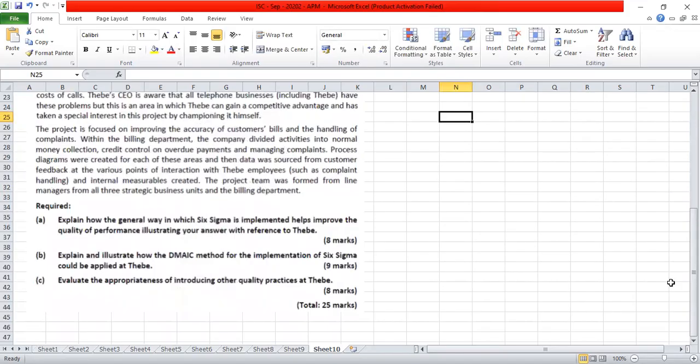So let's start writing the first one. Explain how the general way in which Six Sigma is implemented helps improve the quality of performance, illustrating your answer with reference to Thebe.